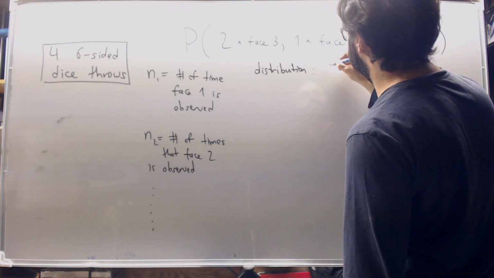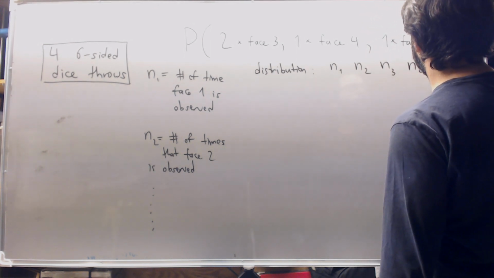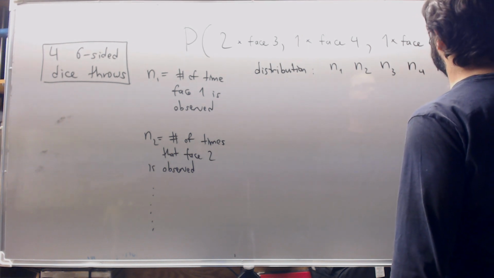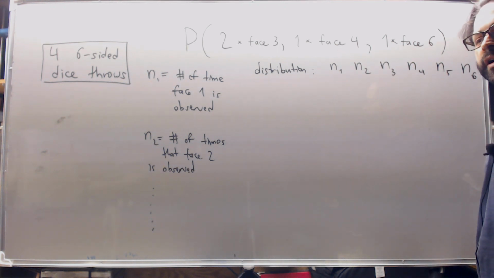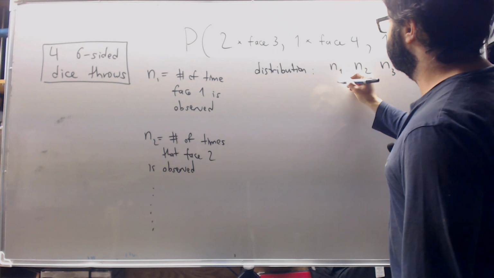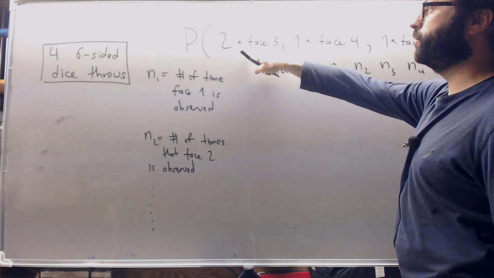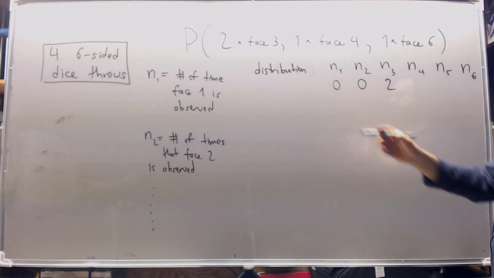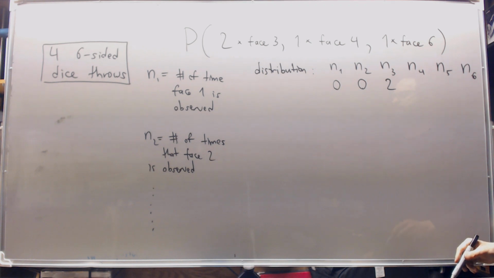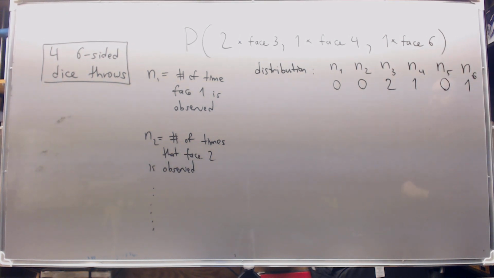If we write this down, n1, n2, n3, n4, n5, n6. Underneath it, we will write the total number of times a given face was observed in the distribution of our interest. n1 is 0. n2 is 0. n3, face number 3, is 2. Face number 3, we want to know the probability of observing it twice out of the 4 die tosses. n4 is 1. n5 is 0. n6 is 1. This is the distribution that we're interested in.